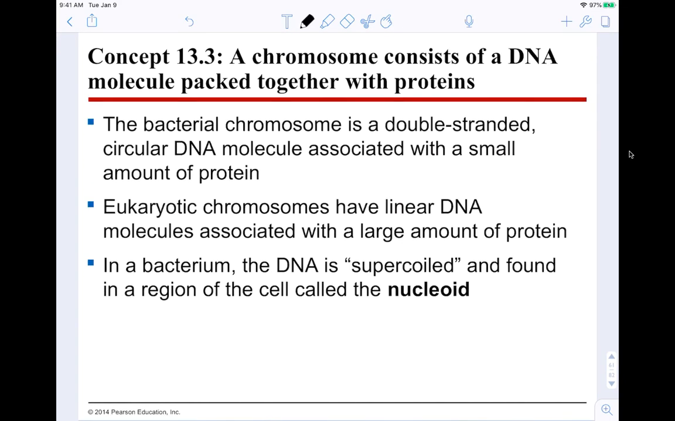A chromosome consists of a DNA molecule packed together with proteins. The bacterial chromosome is a double-stranded circular DNA molecule associated with a small amount of proteins. Our eukaryotic chromosomes have linear DNA molecules associated with a large amount of proteins, because our DNA is huge compared to bacterial DNA. In a bacterium, the DNA is supercoiled and found in a region of the cell called the nucleoid region. Remember that a bacterium is typically a circle or a rod shape like bacillus. Your DNA is free floating, but localized in one area called the nucleoid region.